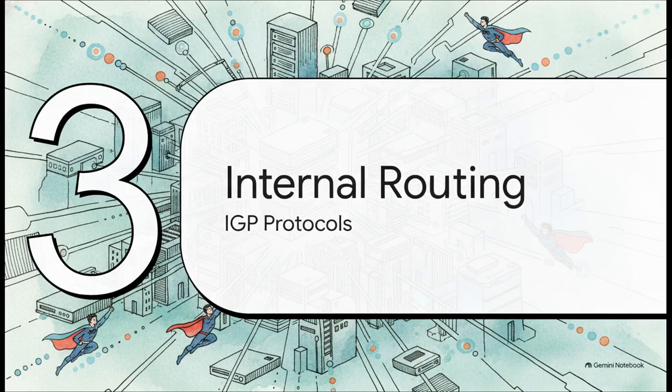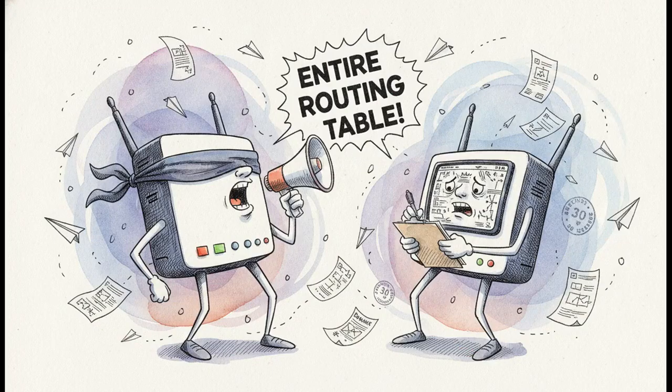All right, on to Section 3, internal routing, specifically IGP protocols. So, the classic example of a distance vector protocol is RIP. RIP operates on this really fascinating but kind of flawed concept called routing by rumor.